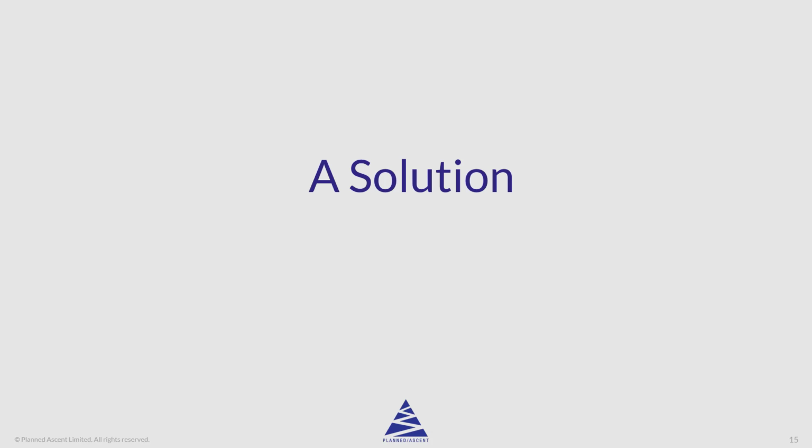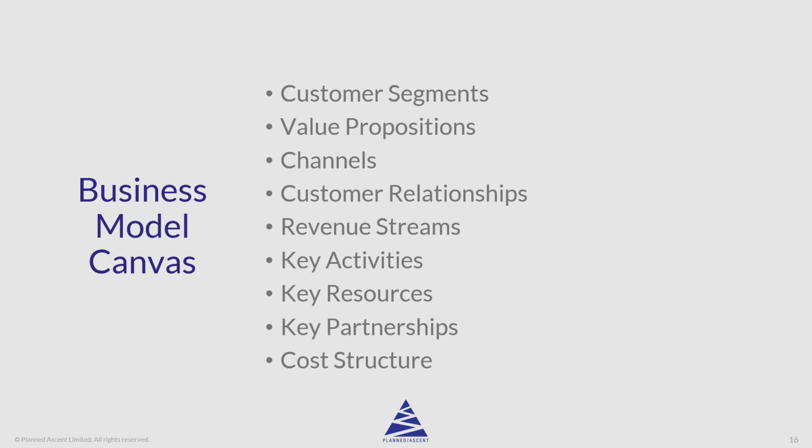A solution. A solution to this challenge first arrived in 1995, when Dr. Alexander Osterwalder and Yves Pigneur created a tool called the Business Model Canvas. This simple yet ingenious solution breaks down a business model into 9 essential building blocks that are expressed simply and still hold true today: customer segments, value propositions, channels, customer relationships, revenue streams, key activities, key resources, key partnerships, and cost structure.